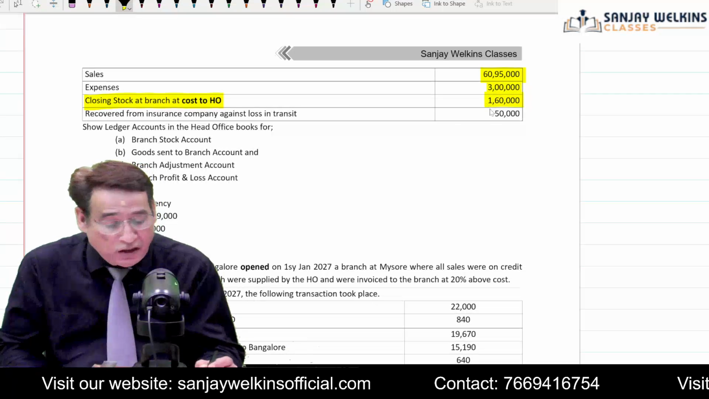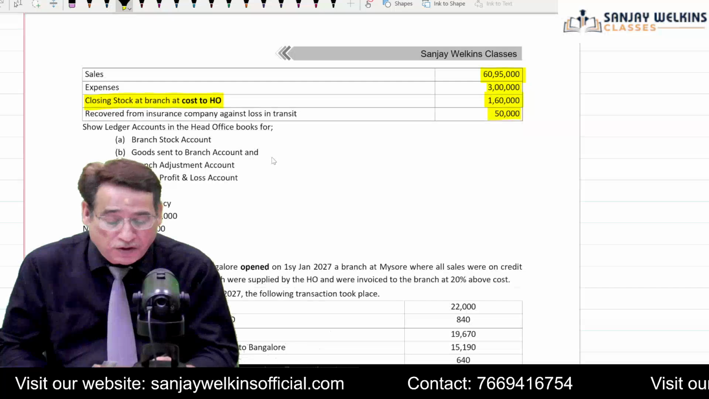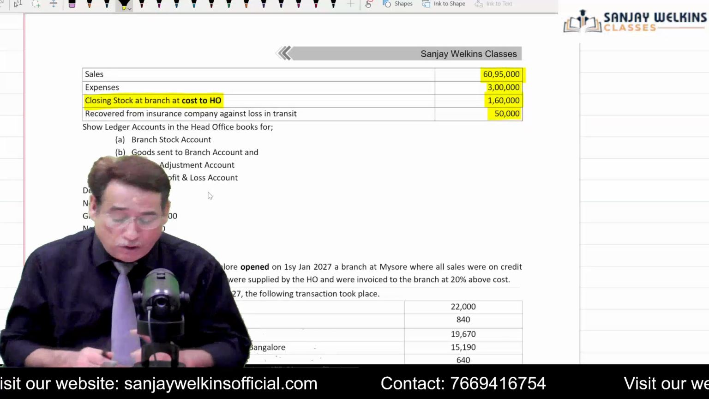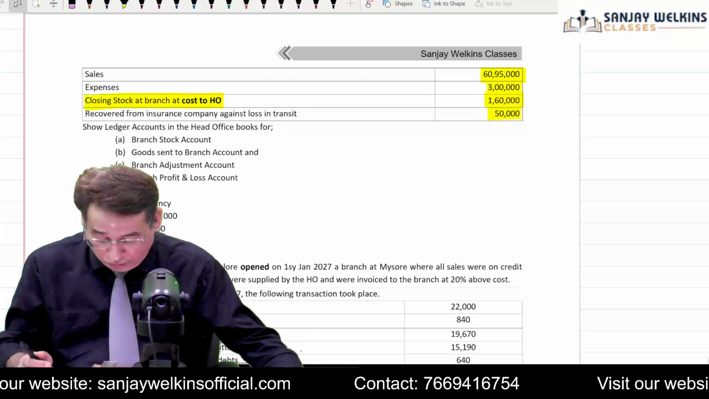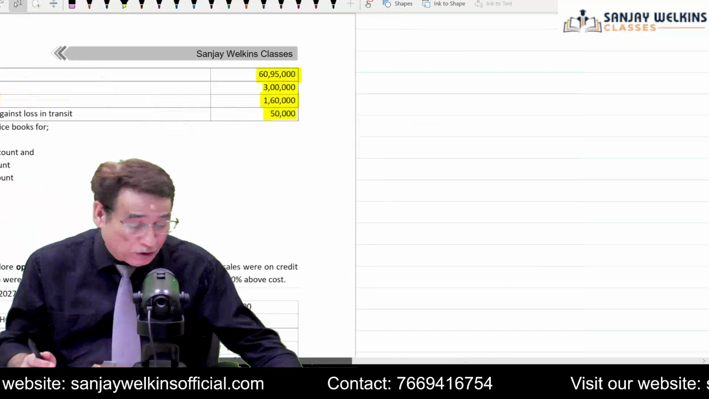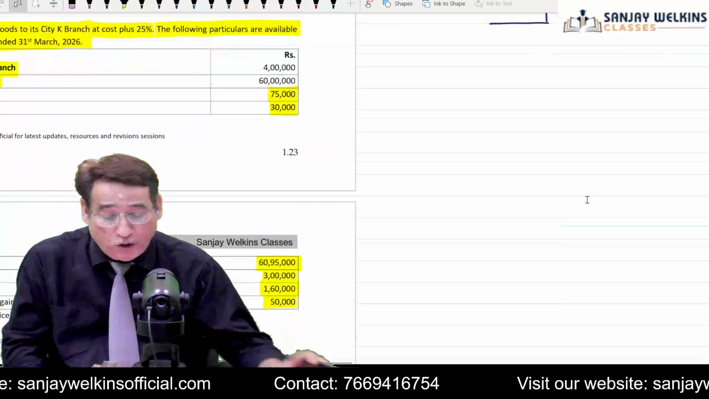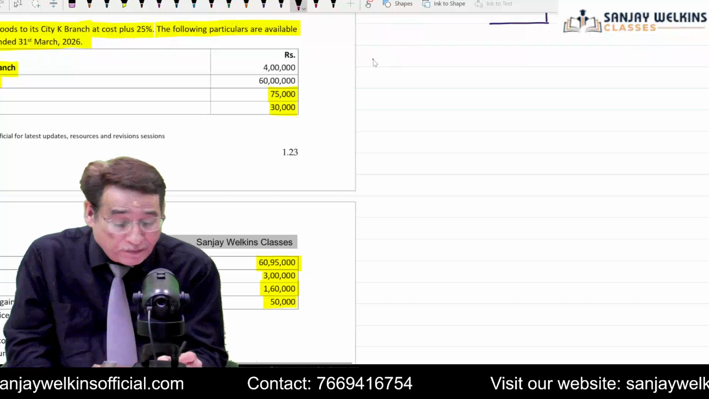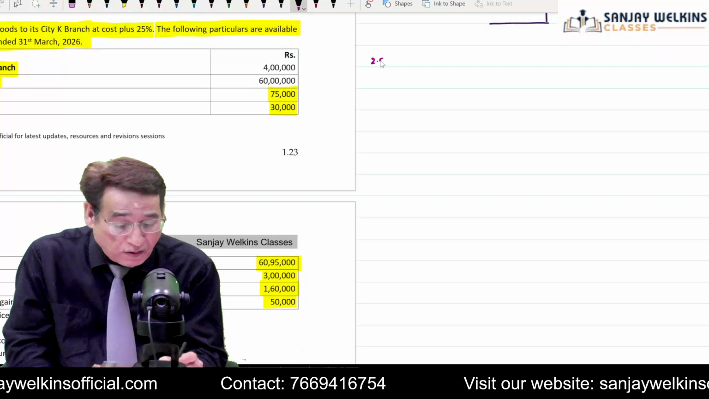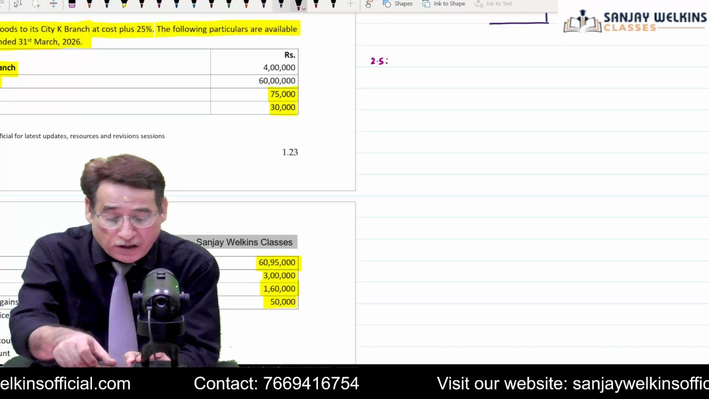Expenses are 3 lakh, and then we have recovered some amount from the insurance company. Although you should be in a position to do this question on your own, for your benefit I will take the pain of doing this particular question again. So 2.5 is the next one. Quickly we shall wrap this question also.